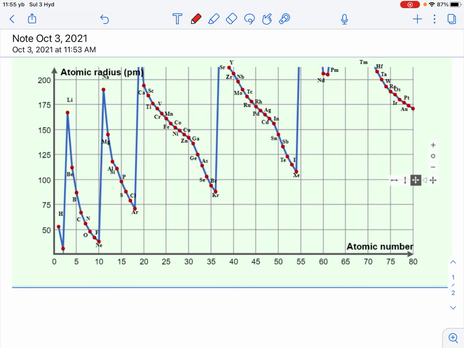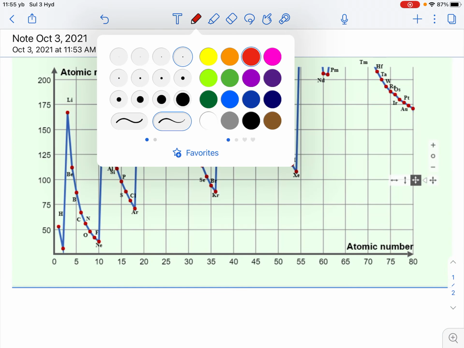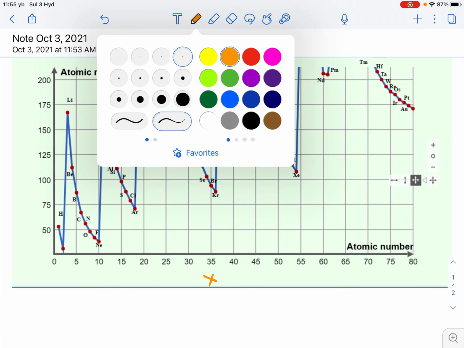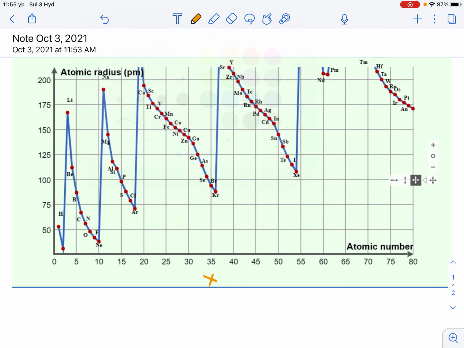Okay, so if we have a look at this graph of atomic radius, the first thing we need to note is that on our x-axis here we have our atomic number, which if you remember is essentially the number of protons in the nucleus.